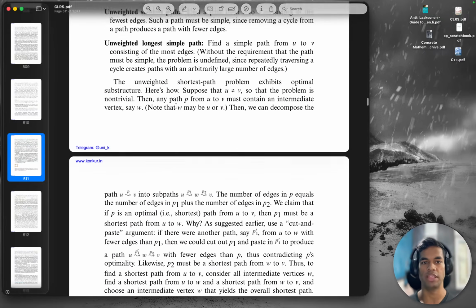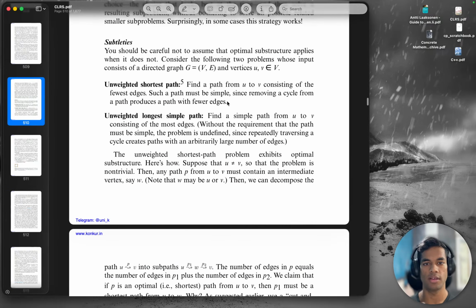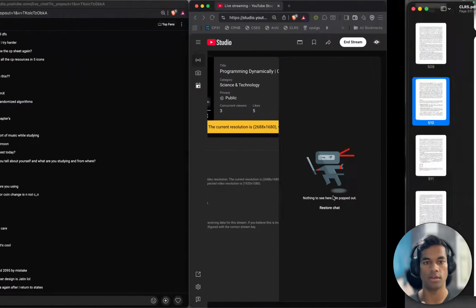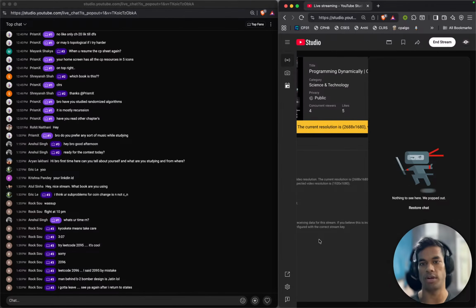So yeah, I mean, this thing was very easy to spot because I had read all of the dynamic programming stuff till this point, so that was easier to spot.